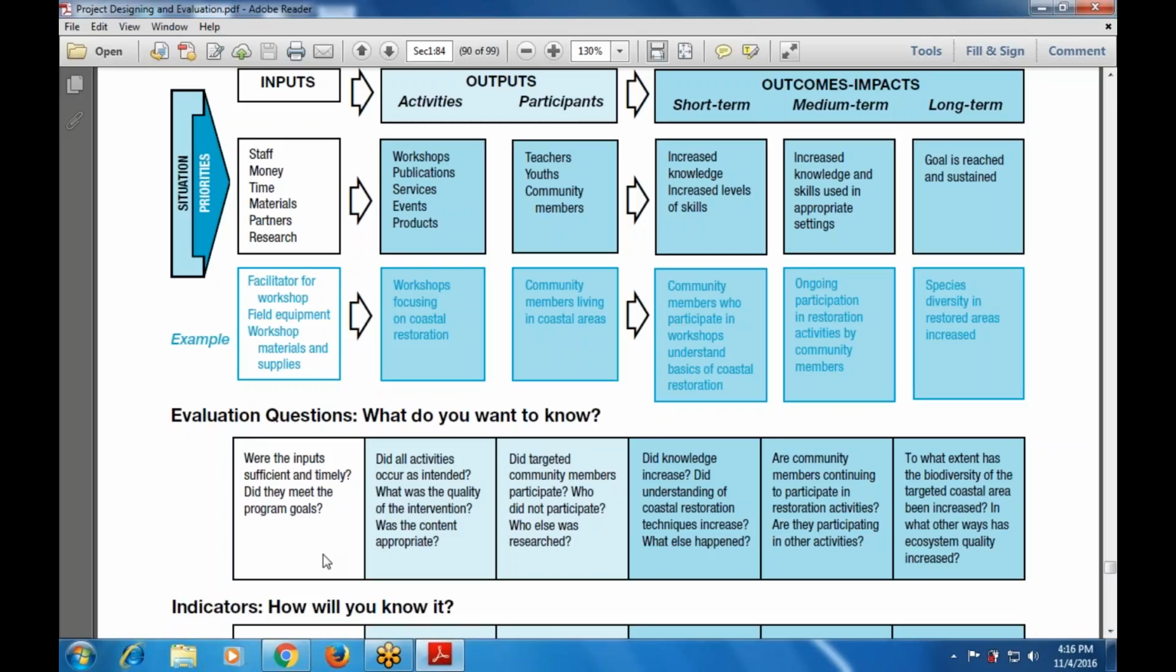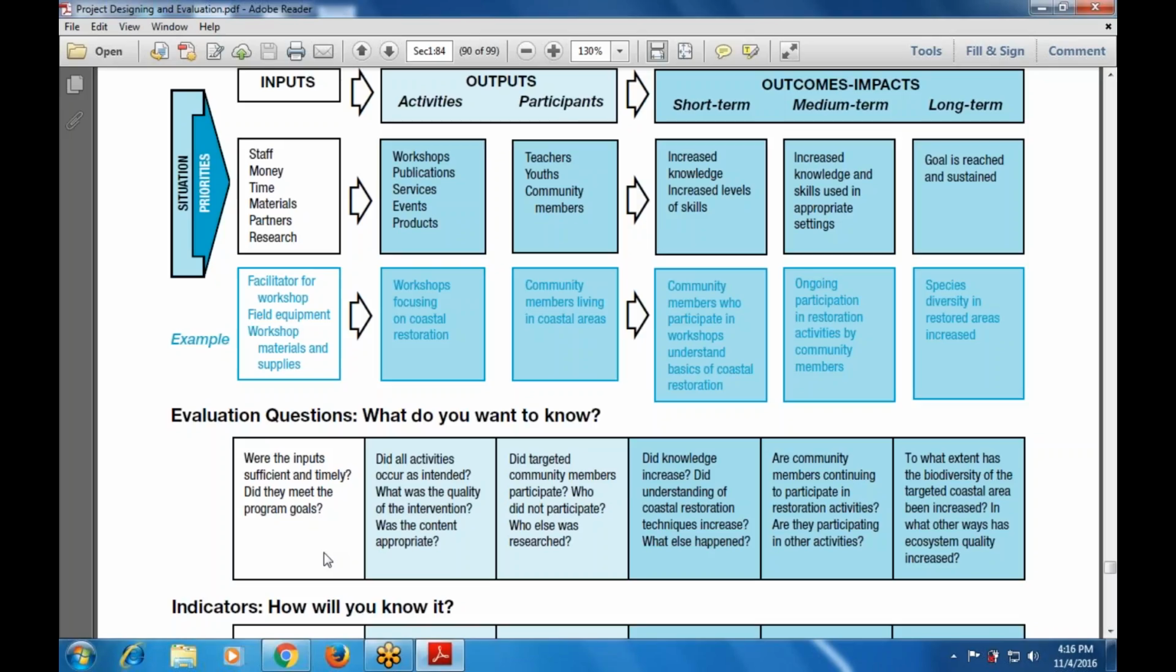What are the targeted community members that participate? Who did not participate? Who else was researched? Whatever the activities, the quality, the intervention, the material, the content, the participants, every question of this activity is related to each other. Every question is used with: what do you want to know? What do you want to get?